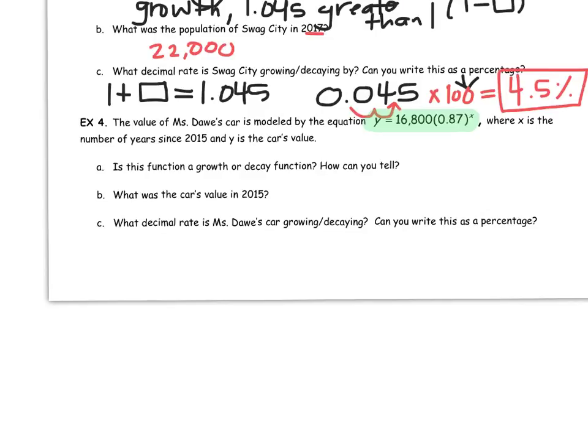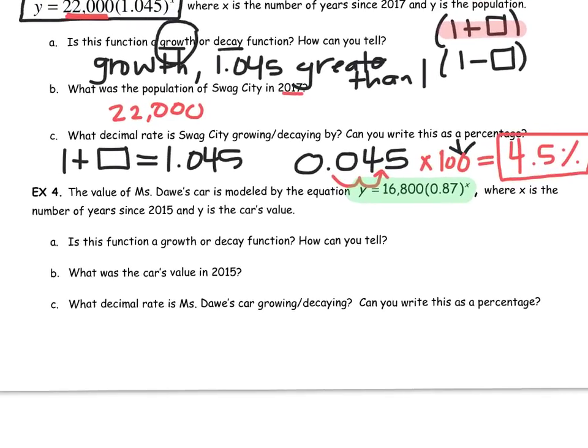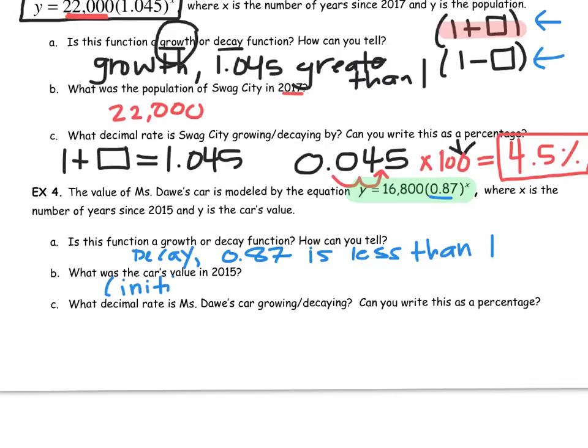Is this function a growth or decay function? So again, I have to decide whether to get that number in parentheses, I used this or this. And 0.87 is less than 1. That means that this must be decay. I must have subtracted from 1. So I'm going to write because 0.87 is less than 1. What was the car's value in 2015? This is just basically asking what is the initial value, and that is right in your equation right here. 16,800. I'll put dollar signs there.